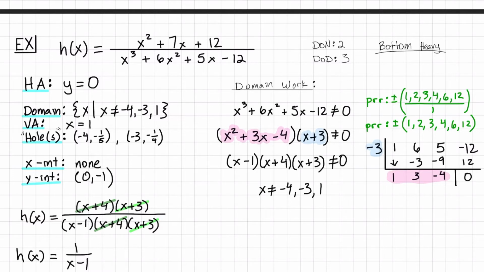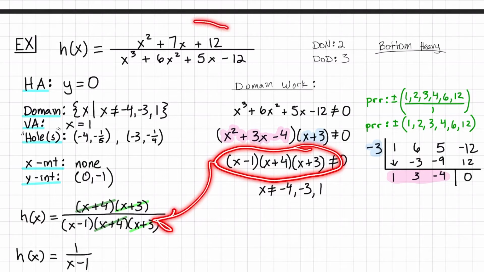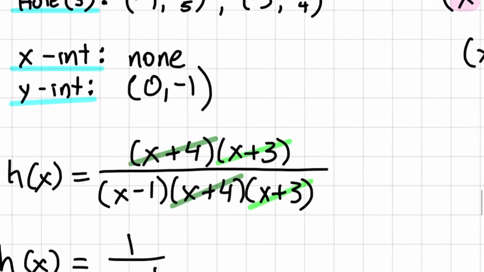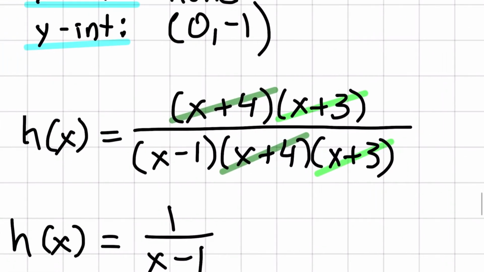So I already have my denominator factored. All right, now I need to just factor my numerator. So what multiplies to be 12 and adds to be 7? That's 3 and 4. So here's h of x factored.